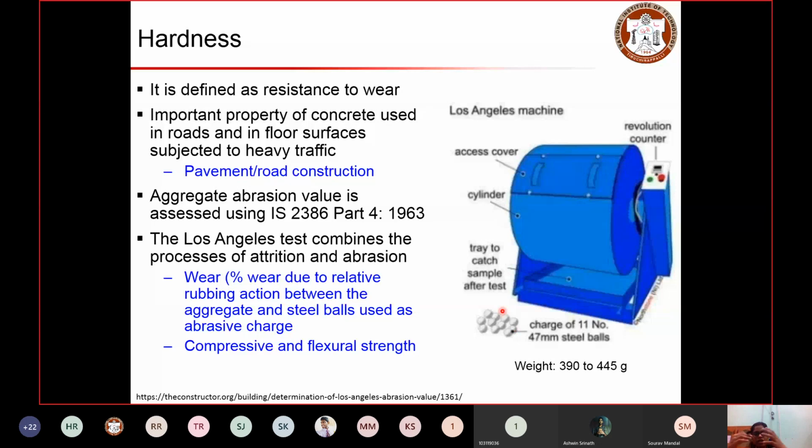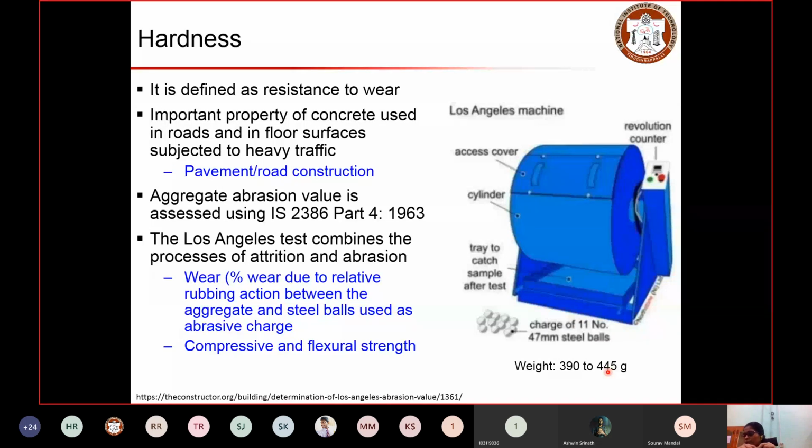When we rotate this drum, we have steel balls in it which weigh between about 390 to 445 grams. When we have such heavy steel balls and it rotates, it basically simulates the conditions of abrasion. It is not only abrasion, it also gives a combination of the crushing value. Because of this abrasion, the aggregate particles inside get reduced in size because of the continuous rotation.